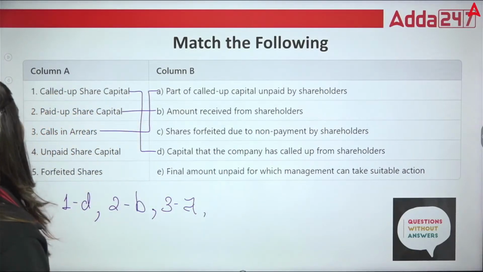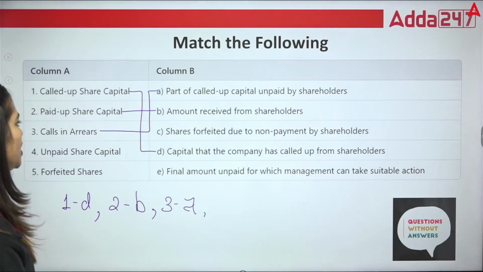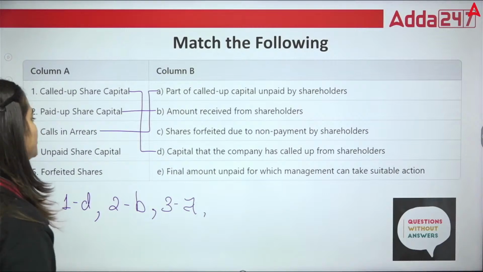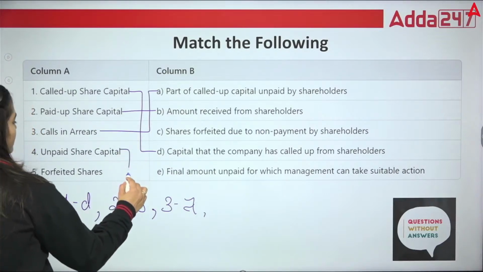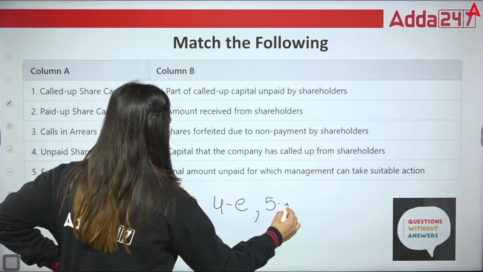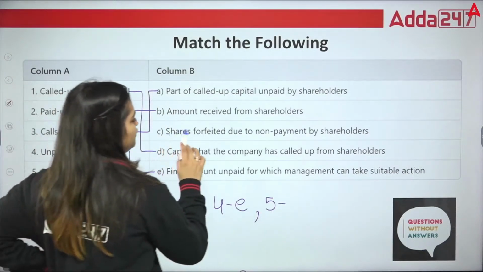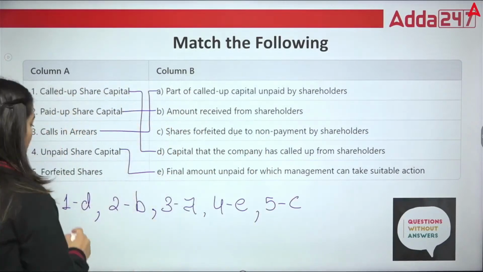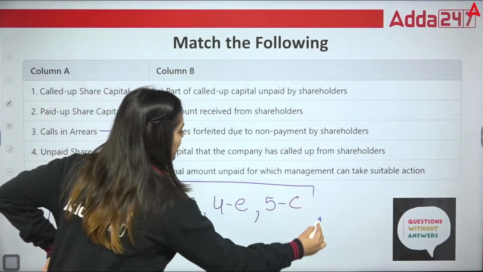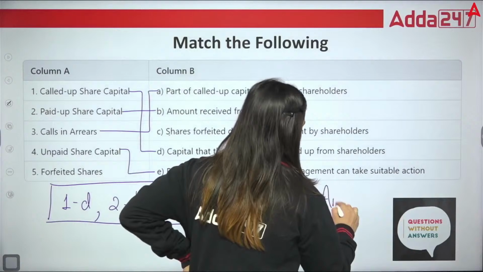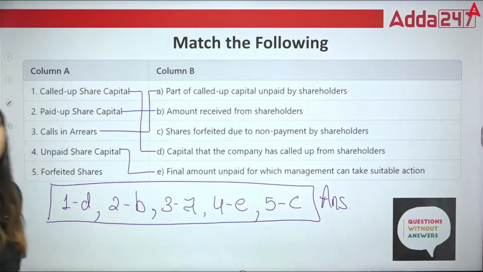Okay. Now, unpaid share capital is what? Final amount unpaid for which management can take suitable action. So for 4, it is your E. And for 5th, forfeited shares means shares forfeited due to non-payment by shareholders. So this is your correct match the following. Chali.